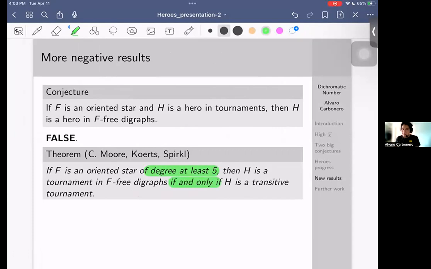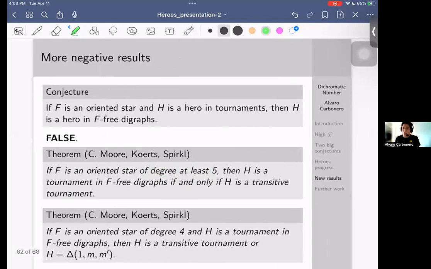We get a full characterization of heroes in this class of digraphs, and it's that nothing works with the exception of transitive tournaments. Not even the directed triangle. Nothing works, just transitive tournaments. And we also get the slightly smaller result that when it comes to degree 4, it's either transitive tournaments or heroes of this form. This is still an open question. I honestly wouldn't know if this works, but it is one of those two.